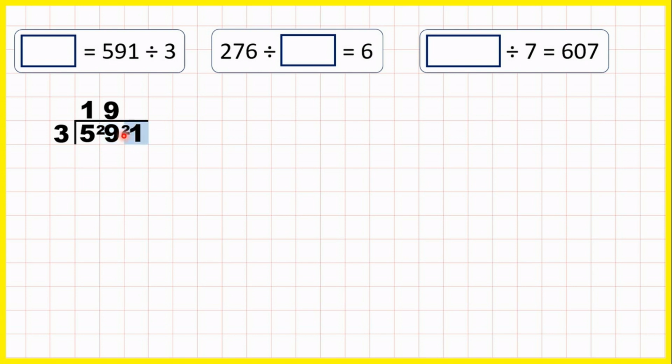So finally we have 21 divided by 3. That's exactly 7, because 7 times 3 is 21. So our answer is 197.